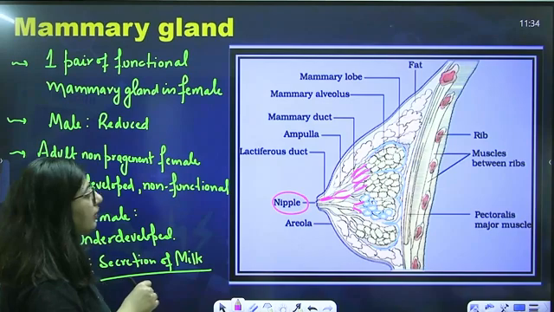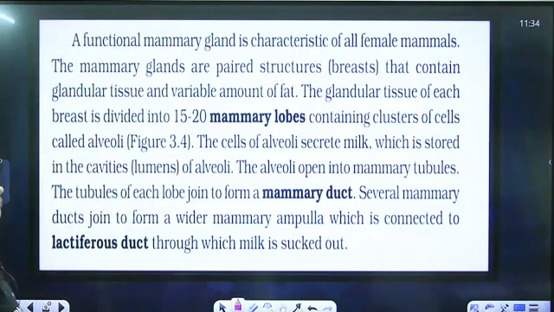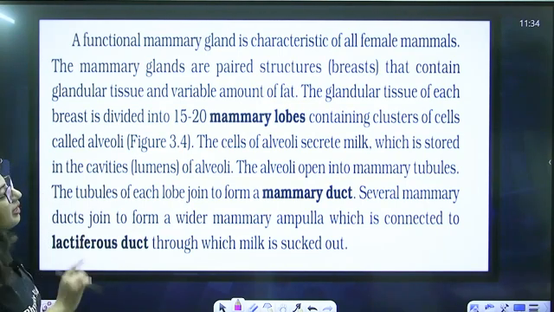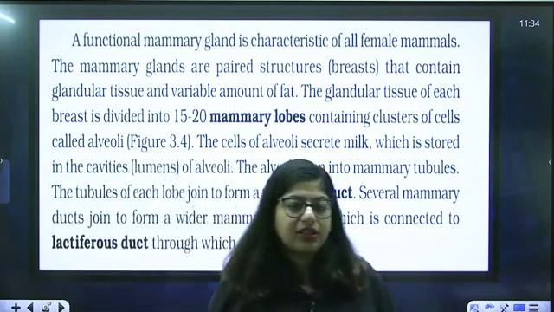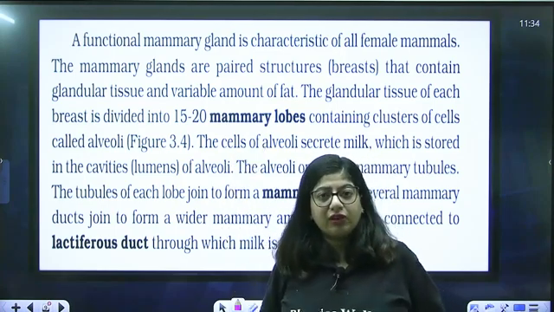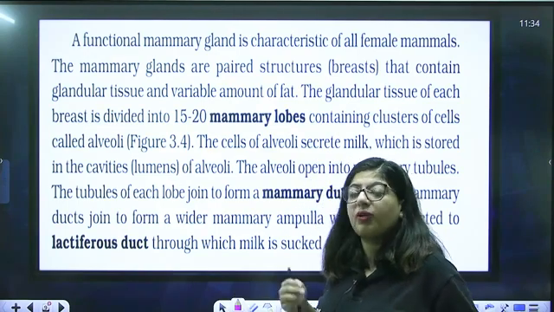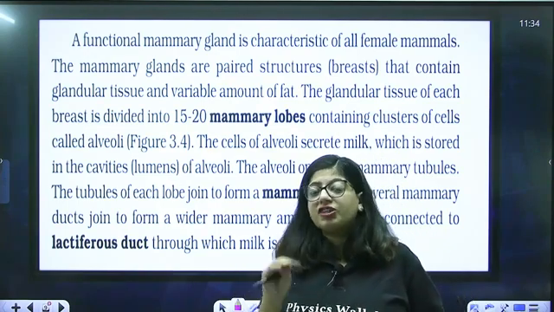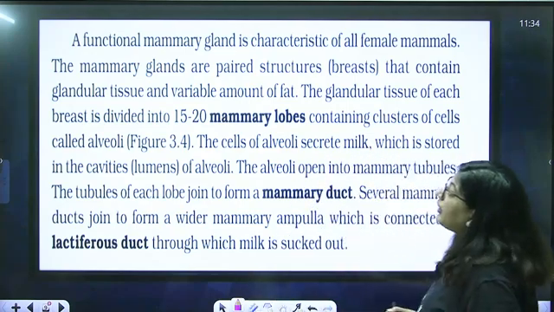So let's see what they have mentioned in the text. A functional mammary gland is characteristic of all female mammals. The mammary glands are paired structures. Now you will say, ma'am, you said functional mammary glands are present in an adult pregnant female, but they are saying they are a feature of all females. If a female is not pregnant, she still has the feature, and when she gets pregnant, she will produce milk.